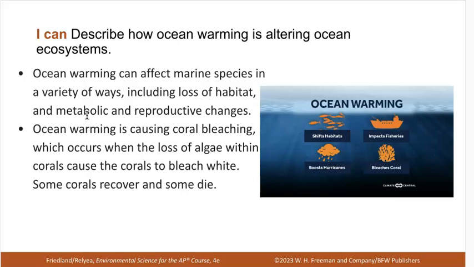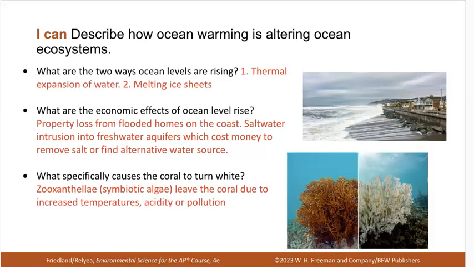Ocean warming causes coral bleaching, which occurs with the loss of algae within the coral that causes the corals to bleach white. Some corals recover and some die. Let's take a look at that here. We're going to go into the coral bleaching some more in just a minute.